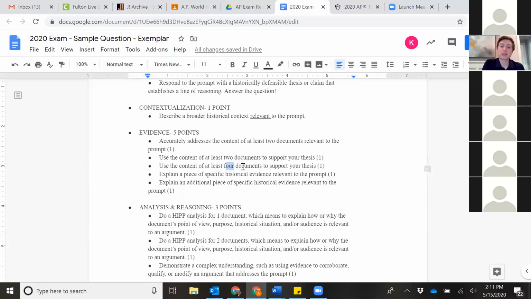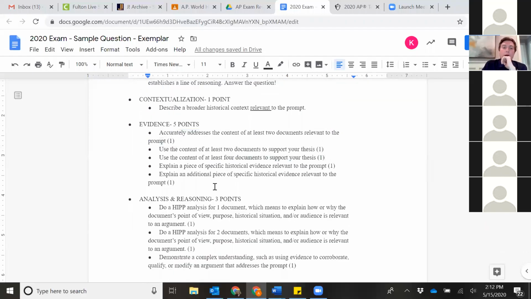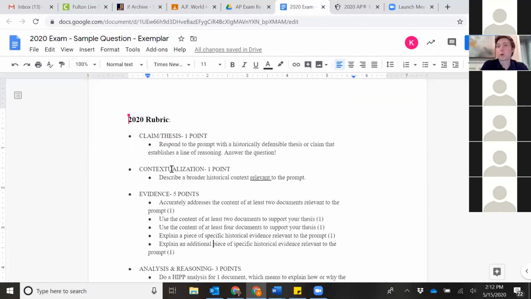If you're able to take 4 of the 5 documents, or of course 5 documents, and link them to your thesis, that's a whole nother point. So you get up to 3 points for hopefully using 4 of the 5 documents and using them to prove and back up your thesis. And then the other 2 evidence points come from outside evidence. Just as long as they're relevant to the prompt. Anything, and it has to be more than a word or a phrase. So that's 7.